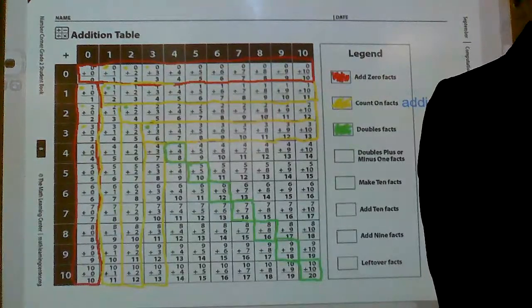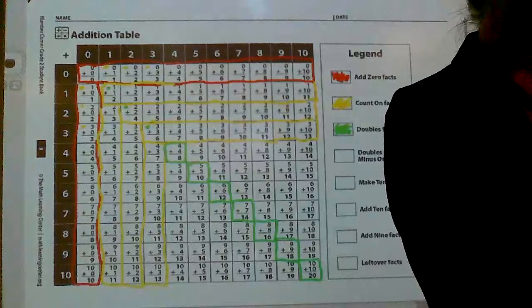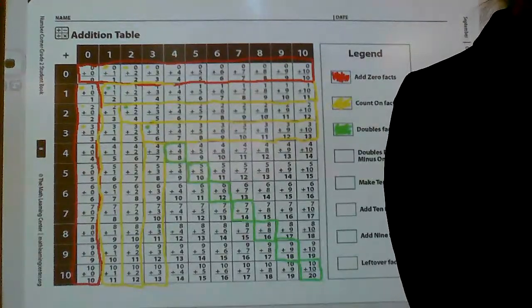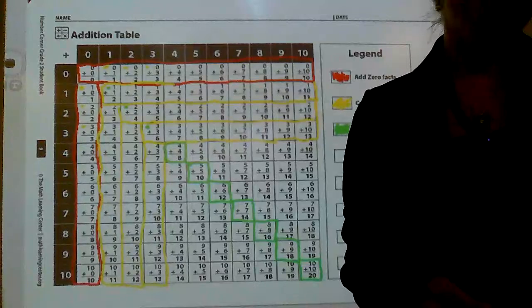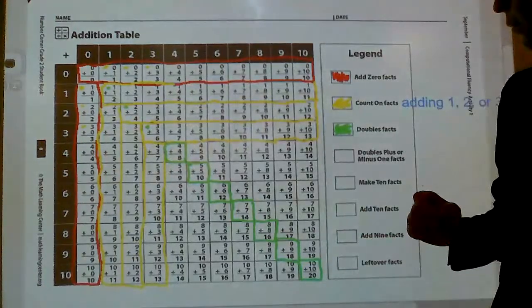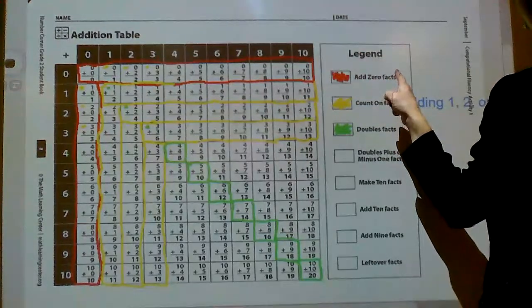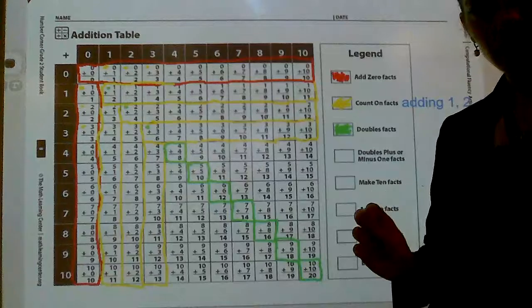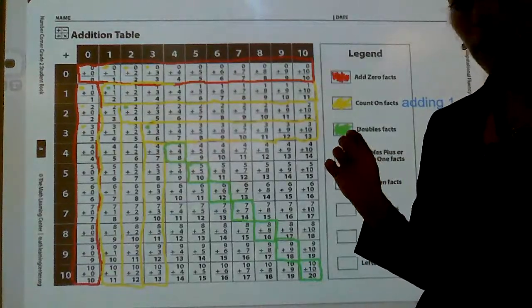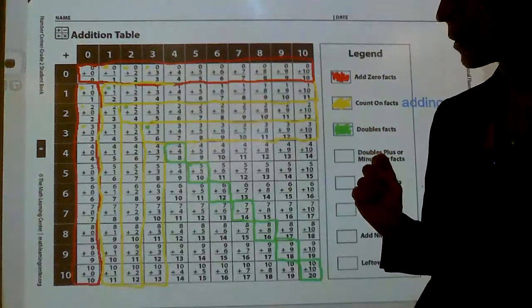Okay, now we're going to get to work. If you have your table out and ready, we're going to do some coloring of our addition table. I've done the first one for us because we did these in class. The add 0 facts. We're going to use a red colored pencil or crayon and either outline or really lightly shade in the add 0 facts.